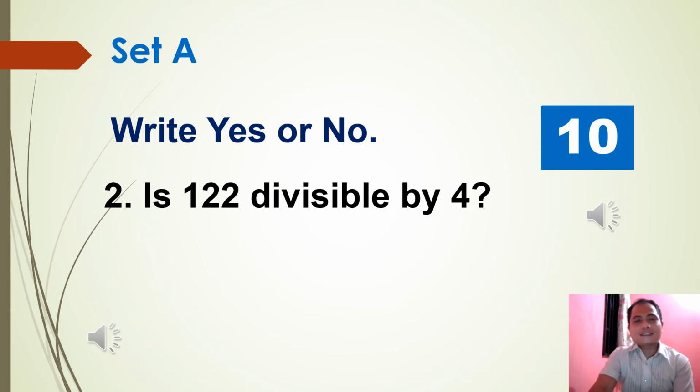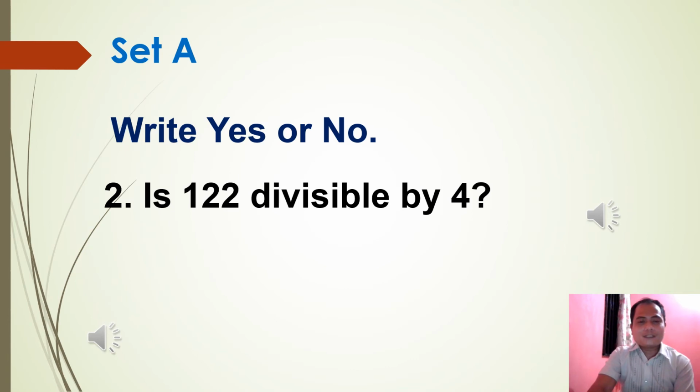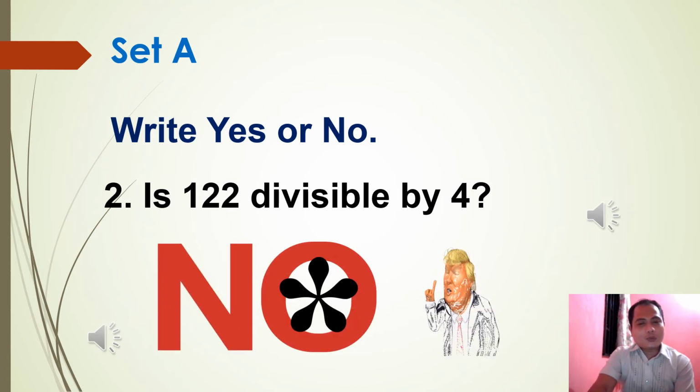So look at the last 2 digits, the 22. 10 seconds. Okay, time's up. The answer is no. Okay, 22 is not divisible by 4. Therefore, 122 is not divisible by 4.